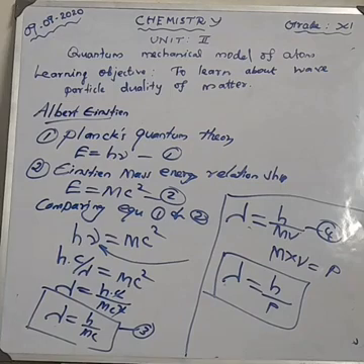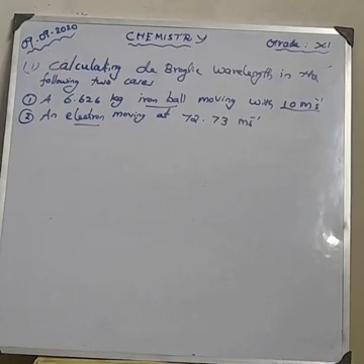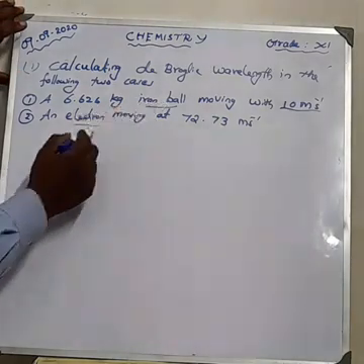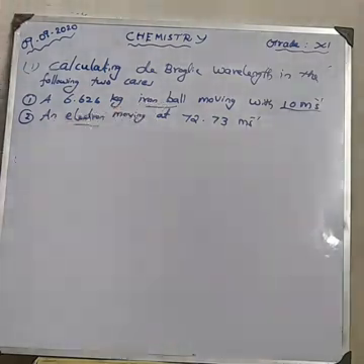No doubt. Next one. Here I have a solved problem. Calculate the de Broglie wavelength in the following two cases. Wavelength means lambda. You should calculate lambda. One is for an iron ball and another one is for an electron.